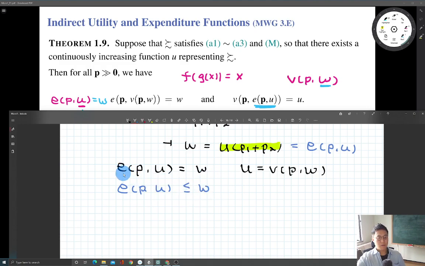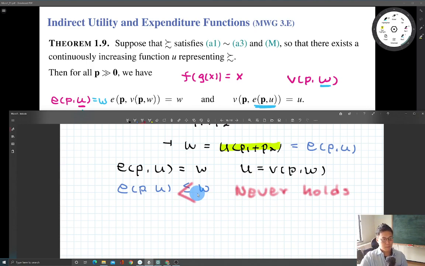So in order to get the desired result, the only thing we have to show is that the strict inequality never holds. Now, the way to prove that the strict inequality never holds is by proof by contradiction. So suppose to the contrary that this strict inequality holds. Now we are going to derive some contradiction.